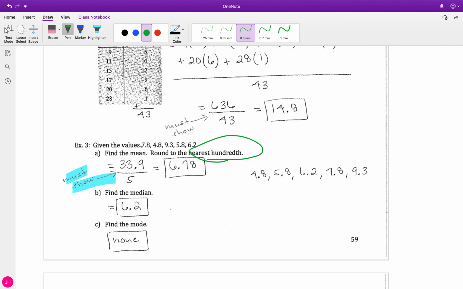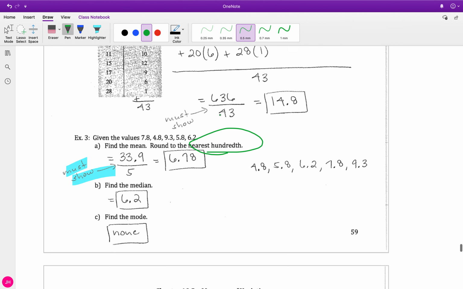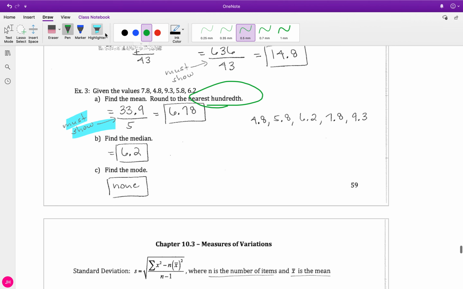To find the median, I'm going to put these numbers in order from smallest to largest. This one's the easier way. I think it's easier because there are an odd number, 5 is an odd number. So the way you learned way back in the day was you would cross out one from the bottom, one from the top, and you're left with 6.2. You also can think 5 divided by 2 is 2.5. So 1, 2, there we go. Either way you want to think about it.